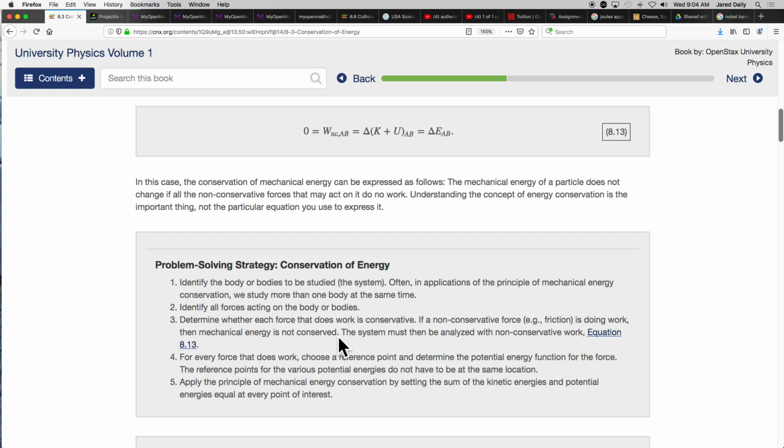Remember that conservative work is the kind of work that can be undone very easily. So if you lift something up a hill without friction, it can fall back down the hill without friction and nothing has changed. But if you lift something up a hill and there is friction, then some of the work that you do lifting it up the hill is work against friction, which turns into heat and gets lost. That is non-conservative work. Whenever friction is involved, essentially, it's non-conservative work.